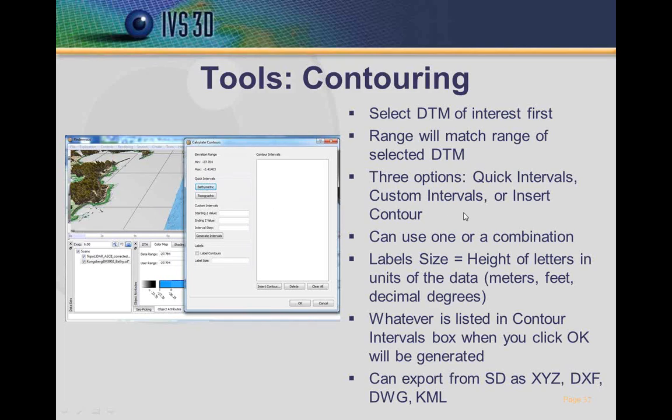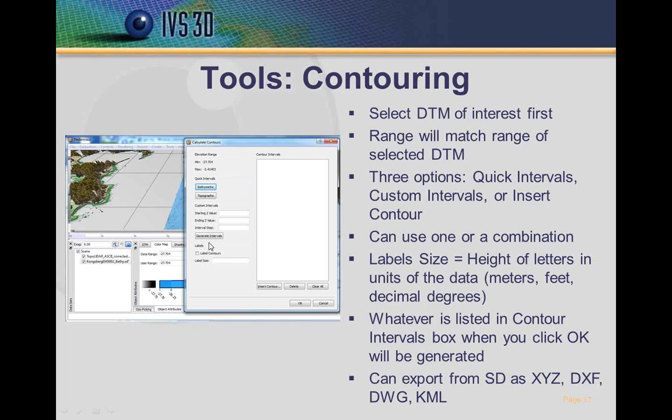When you do contours, you have three options. You can do quick intervals, either bathymetric or topographic. You could do custom intervals where you actually type in the values that you want and the interval step. Or you can insert a single contour at a particular point. And you can use one of these options or a combination of these options. Whatever is listed in this contour intervals box when you hit OK will make a contour.